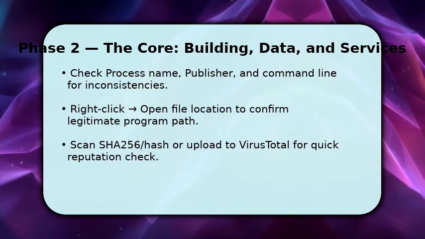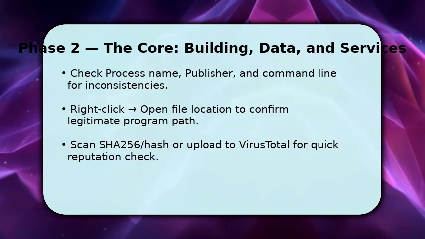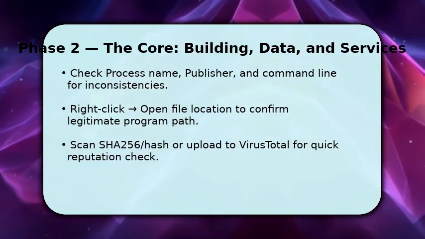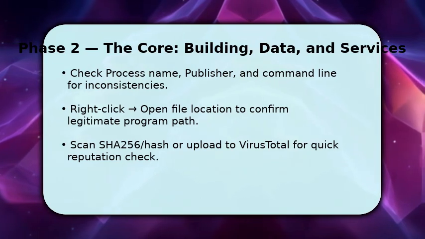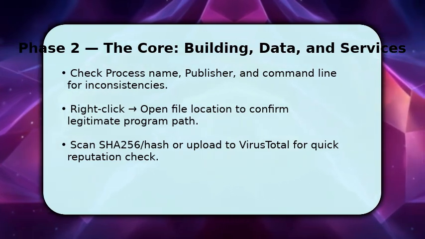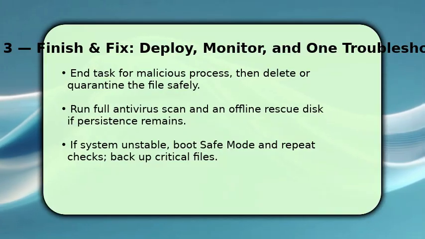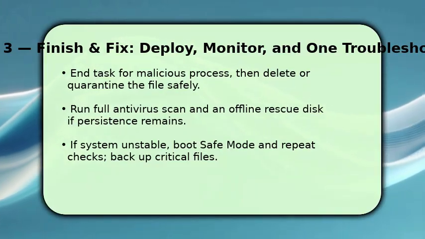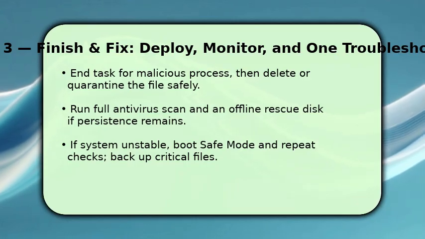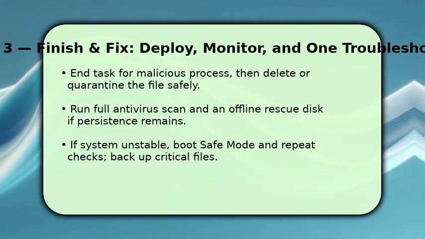Make sure to compute a file hash or upload the file to VirusTotal for reputation data. This gives you objective evidence before you take action like ending tasks or quarantining files. Finally, if a process is confirmed malicious, end task and quarantine or delete the file. Do this after collecting hashes and evidence.